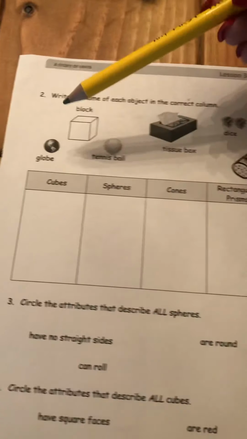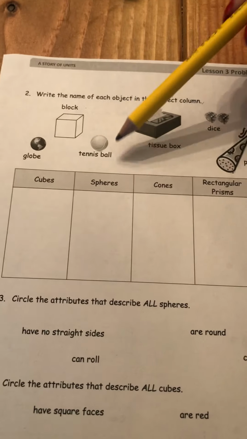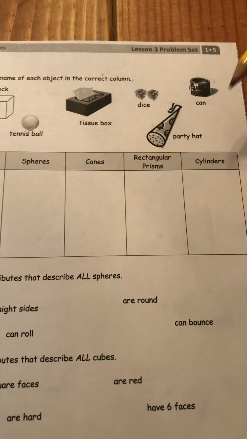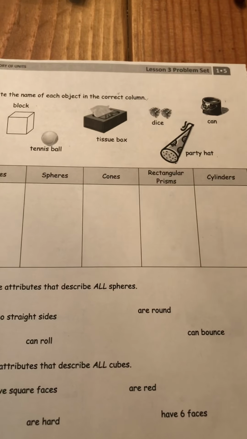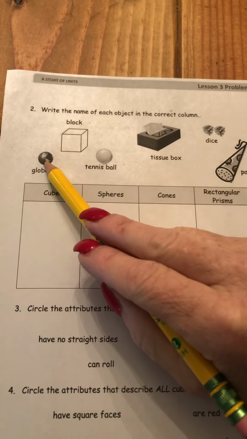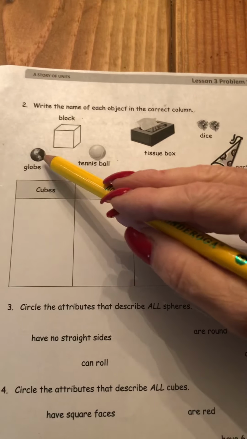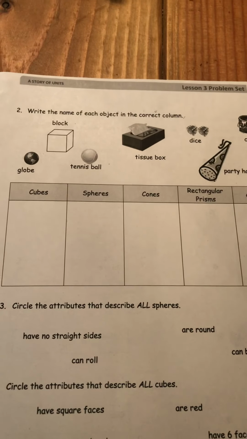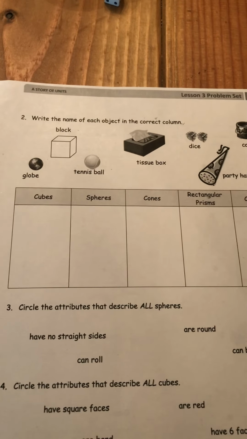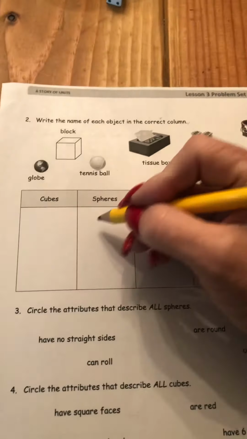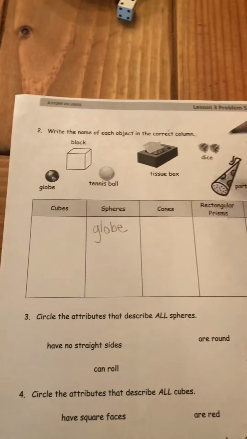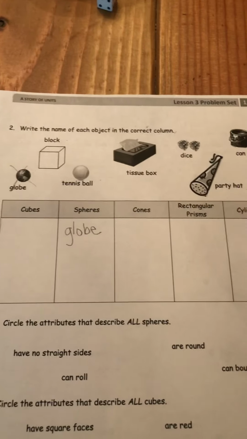Okay, we'll read them. A globe, a block, a tennis ball, a tissue box, dice, a can, and a party hat. So let's look first at globe. It's a circular shape. It has no straight sides. It can roll. It's round. It can bounce. So we know that that must be a sphere. So we're going to put a globe. And I'm going to cross that off so I don't have to do it again.